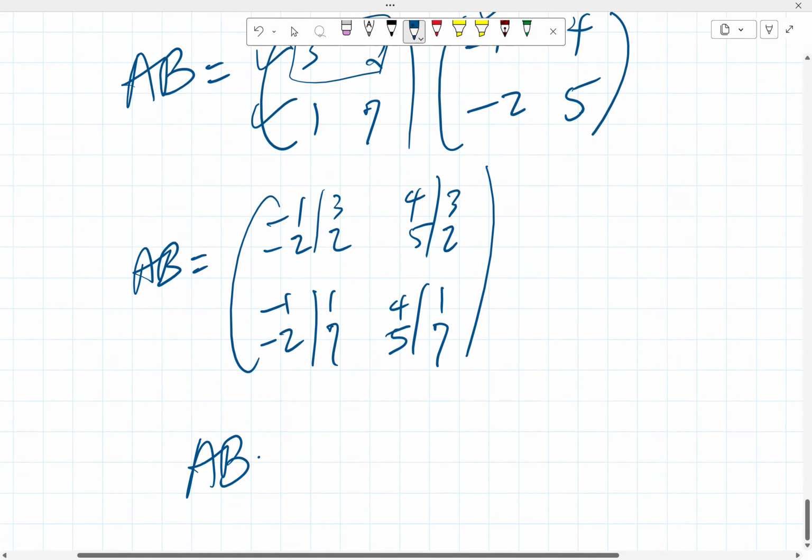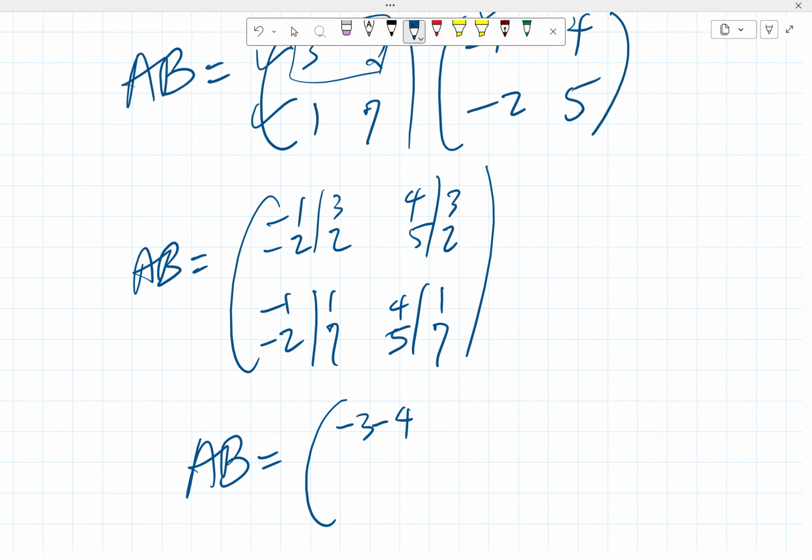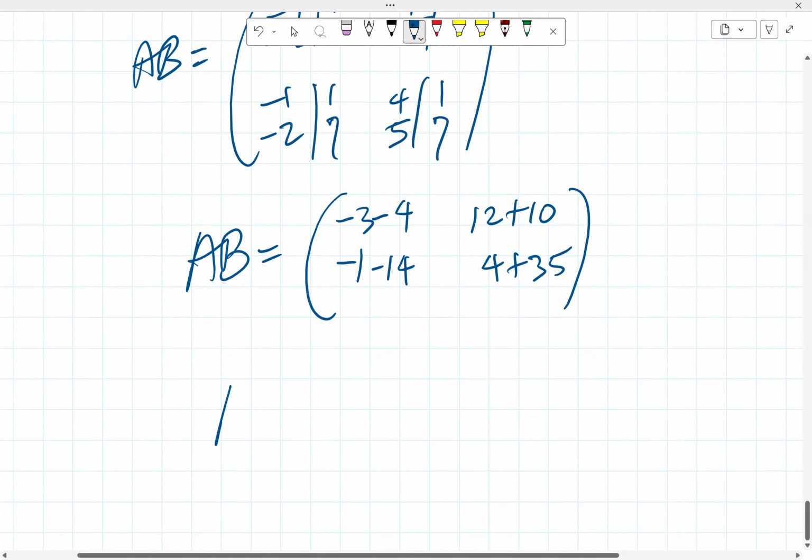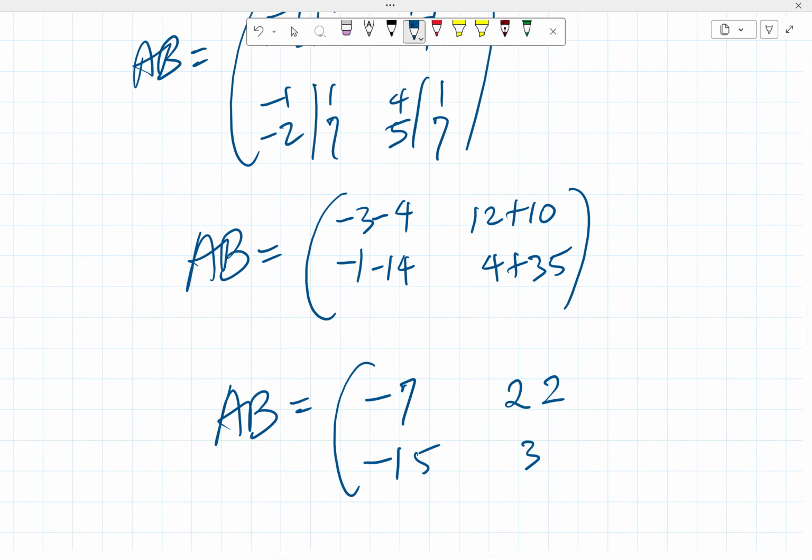So AB now is just going to be equal to minus 3 minus 4. This is 12 plus 10. This is minus 1 minus 14. Then this is 4 plus 35. So you just need to multiply and add. This minus 3 plus minus 4, that's minus 3 minus 4. So AB now is equal to minus 7 here, 22 here, minus 15 here, and 39 here. Okay, 39 right here.